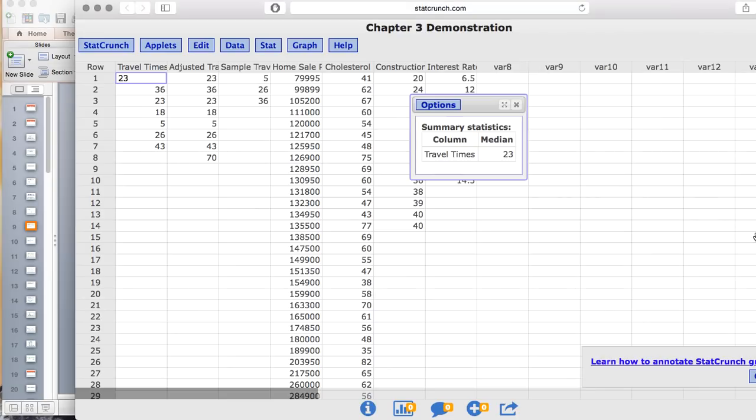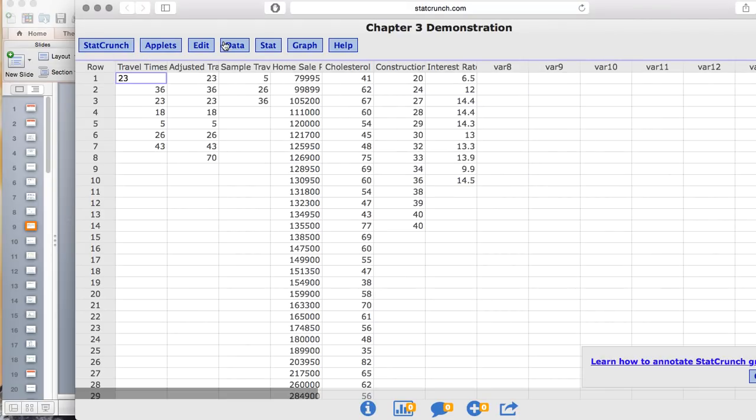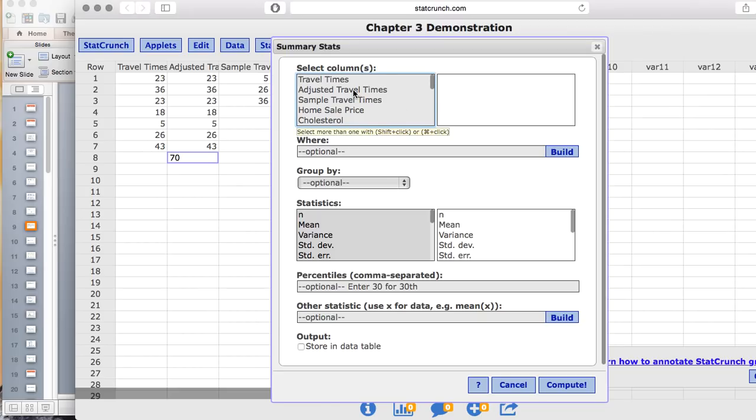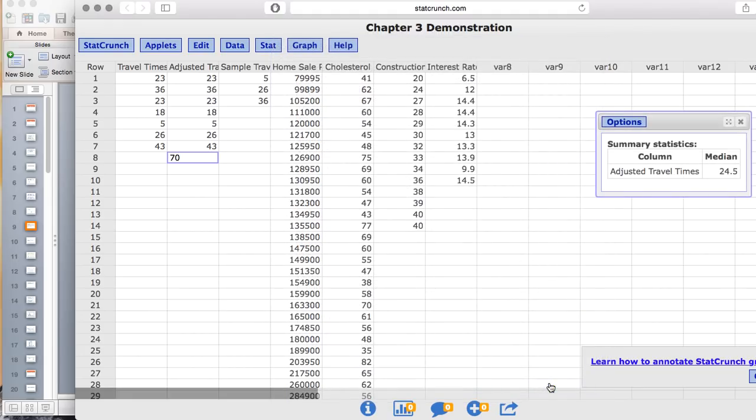But again, StatCrunch comes to the rescue. It's really easy to do it in here. So I have an adjusted travel times column where I added the 70. So I'm just going to go to Stat, Summary Stats, Columns. I'm going to select my adjusted travel times because that's the one that has the 70 on it. And again, I just want the median.